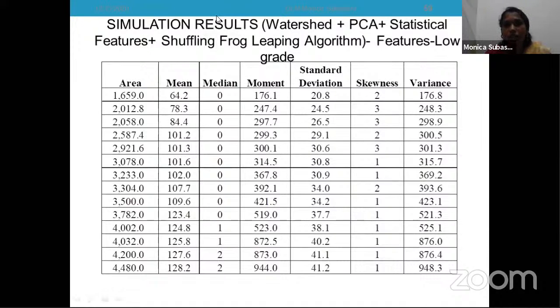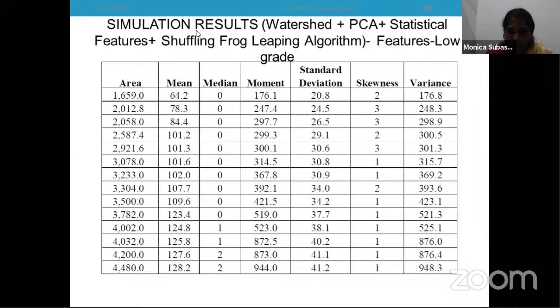Initially, I applied watershed for segmenting the tumor. Then later on, the results were not promising. So I applied the fuzzy C-means algorithm for segmentation. And then we applied PCA and GLCM, gray level co-occurrence matrix. GLCM we applied for extracting the statistical features. Then for feature selection, we went for the shuffled frog leaping algorithm.